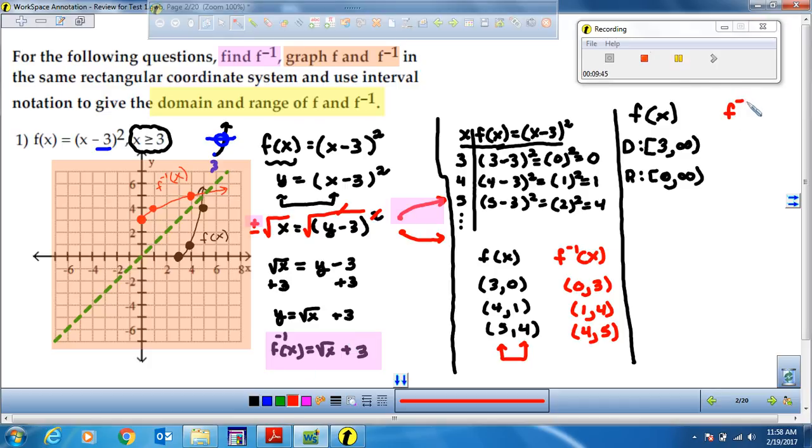Now, very simple. Remember the definition of an inverse. It tells you that the domain of the function f of x will be the same as the range of its inverse function. So the range of the inverse will be from 3 to positive infinity, and the range of f of x will be the same as the domain of its inverse function, which will be from 0, comma, all the way to positive infinity.